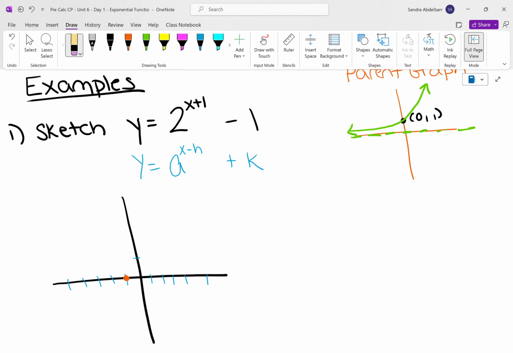Now remember, I said there will always be a horizontal asymptote where? 1 unit below the key point. So if this is my key point, I'm going to have a horizontal asymptote 1 unit below it, so at y equals -1. Once you have your key point and your horizontal asymptote, then it's just a sketch from there. That's all you need. So it looks something like that. I don't care where it crosses the y-axis.